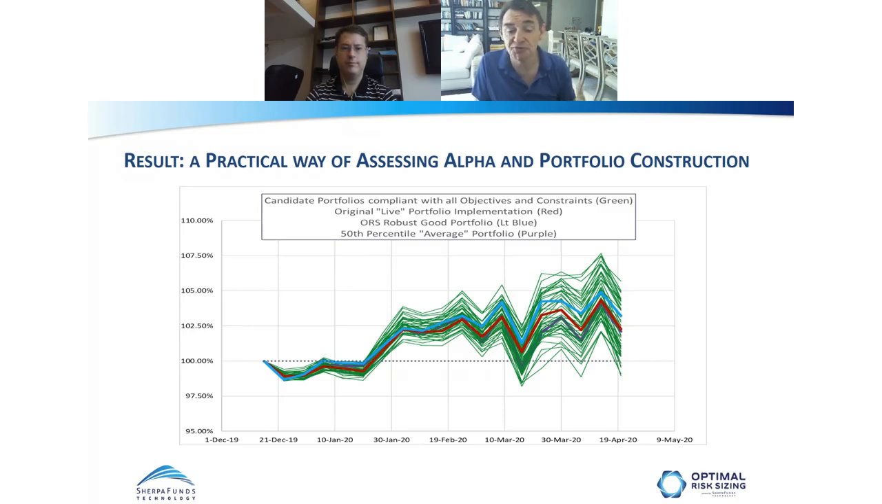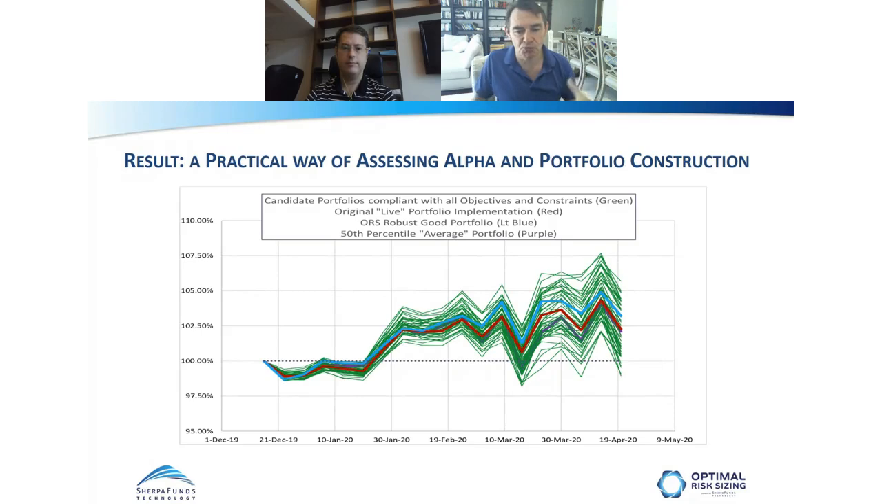The portfolio manager could have achieved with his same set of assets and objective constraints any of the green lines. So there is clearly some alpha in his selection. It wasn't luck that he made whatever it is, 2.7%, 2.4%, sorry. But with better portfolio construction, and that's where it comes back to what Sherpa does, you'll get the light blue line. You will do better.